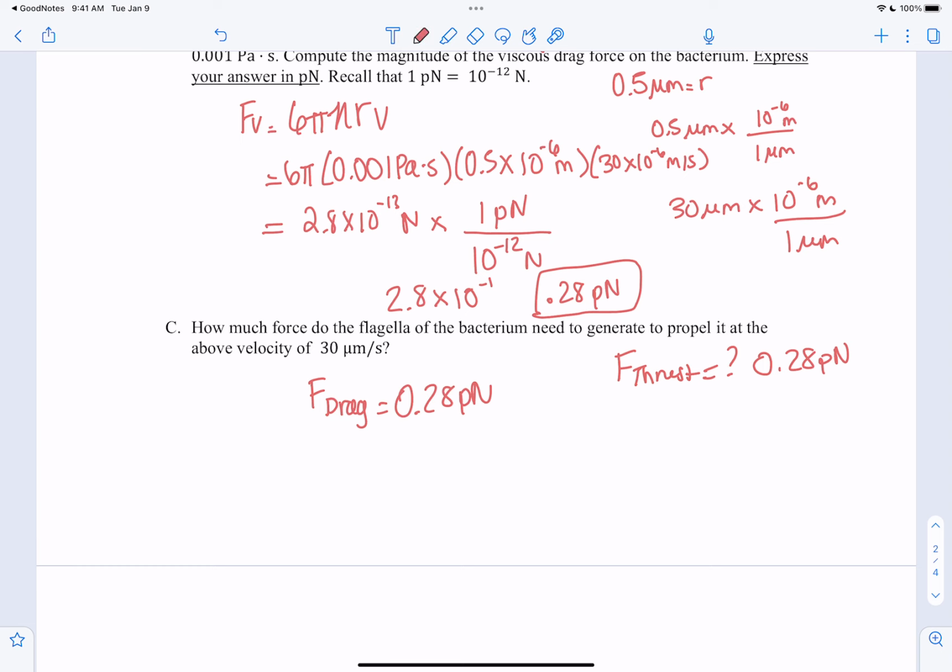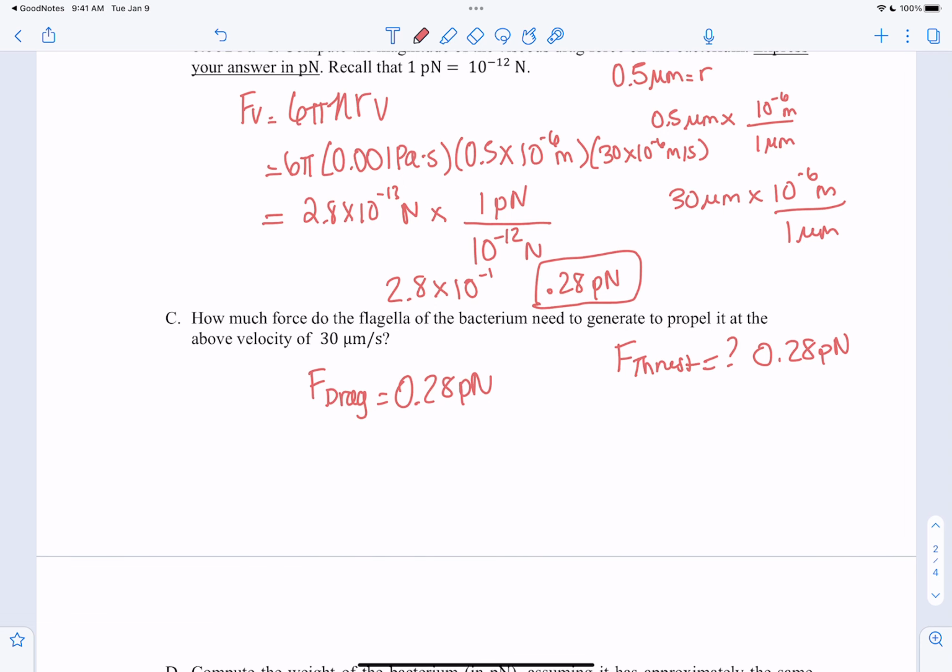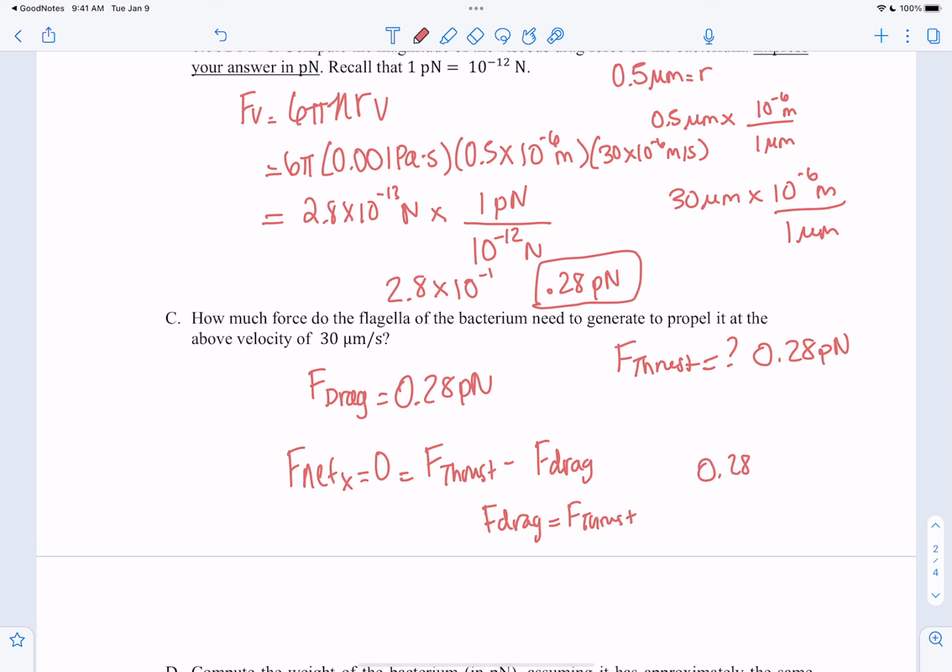Does that make sense? And if you wanted to set it up as an F net, we can do F net equals 0, and that's equal to F thrust minus F drag. F drag is equal to F thrust. F drag is equal to 0.28 piconewtons, and that's equal to F thrust. Sound good?